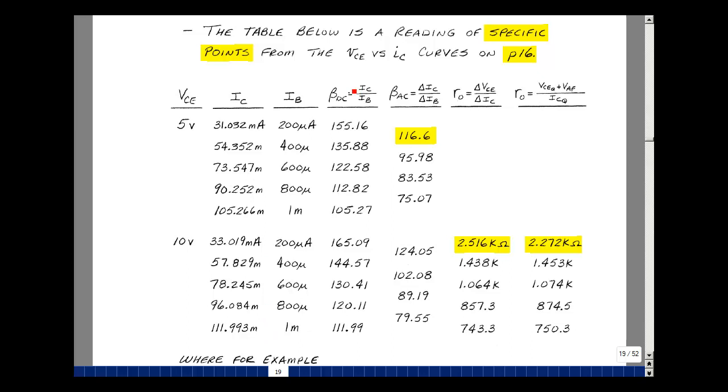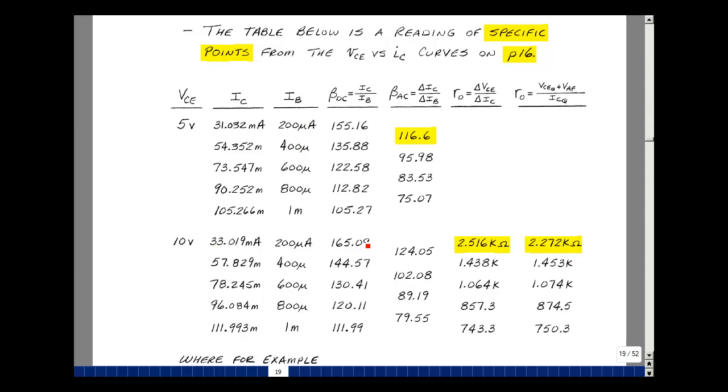So beta DC is the ratio of IC to IB at a single point. For the first data point, that was 155.16. For the second data point, the ratio of this to this is 135.88. Ratio of these two, 122.58. These two, 112.82. And these two, 105.27. The value of beta DC wasn't constant, it was actually varying for different points on the VI characteristic.